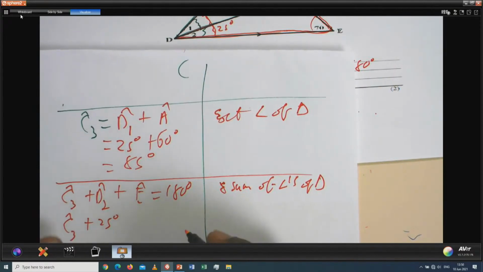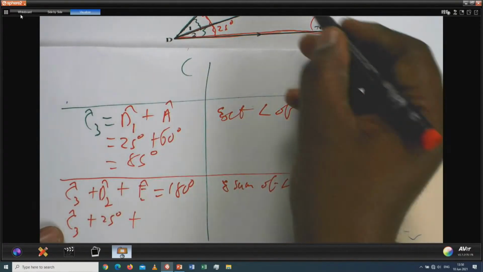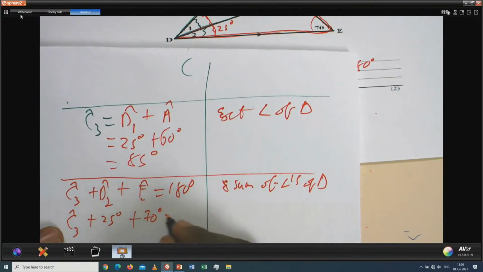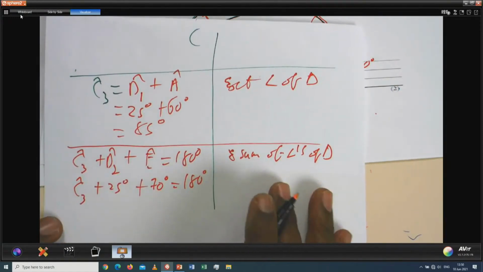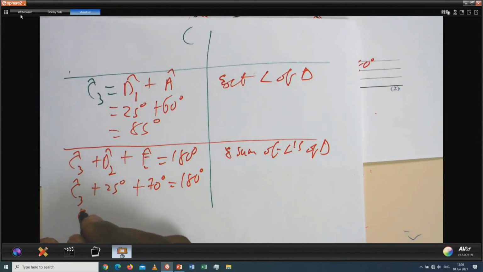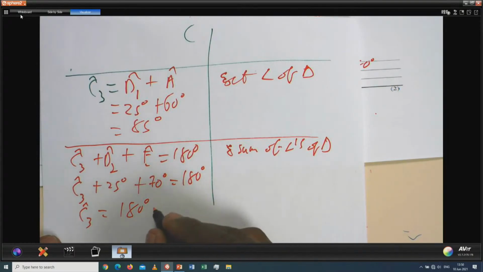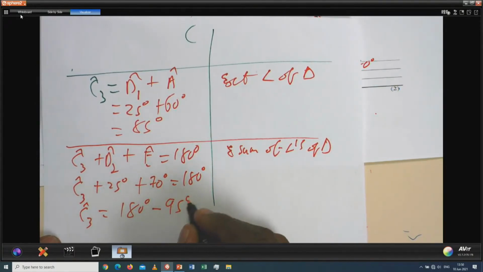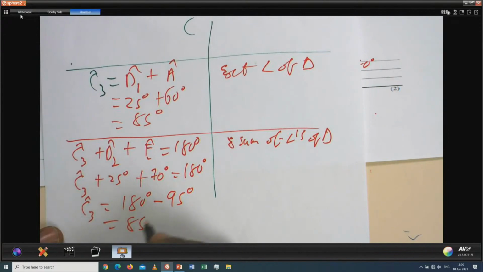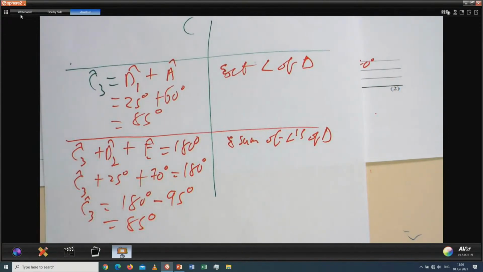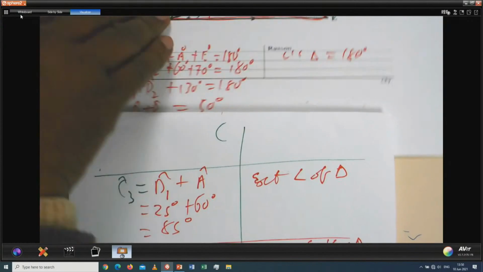25. And what is your E? 70 equals to 180 degrees. More than 80 degrees minus 95, which is 85 degrees. Sorry. That's the situation. Okay. That is the situation.